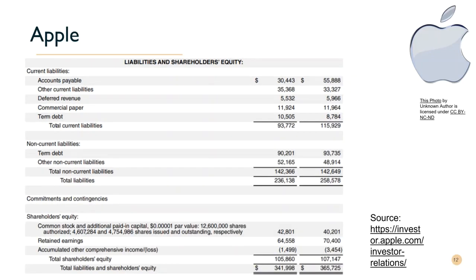But wait, the total assets and total liabilities don't match. Remember our formula. The difference between these two figures is the shareholders' equity of $107,147 million, made up of common stock and retained earnings. In all, the balance sheet balances.